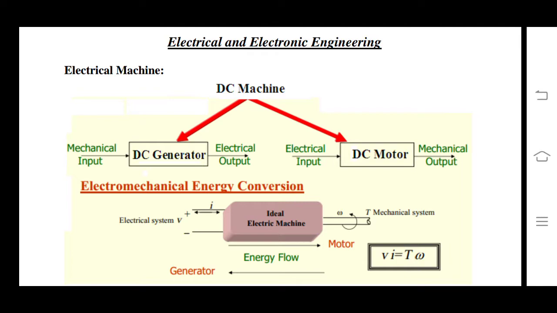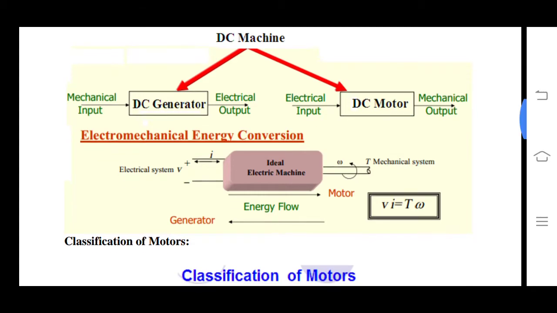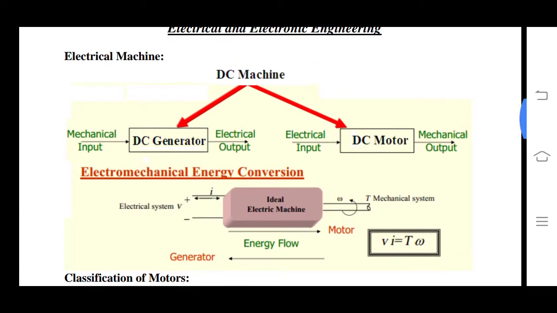If it is a DC motor, the electrical input power, P equal to VI, is given, and then the DC motor gives the output power P equal to T omega, torque into angular velocity. This is electromechanical energy conversion. Here the machine only converts the energy between electrical and mechanical forms. A DC generator cannot create power, but it can convert the power.